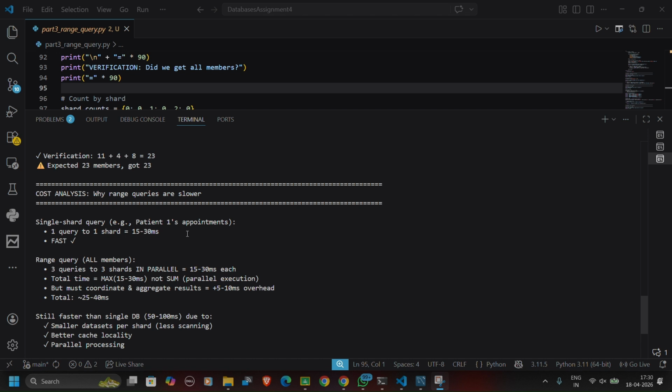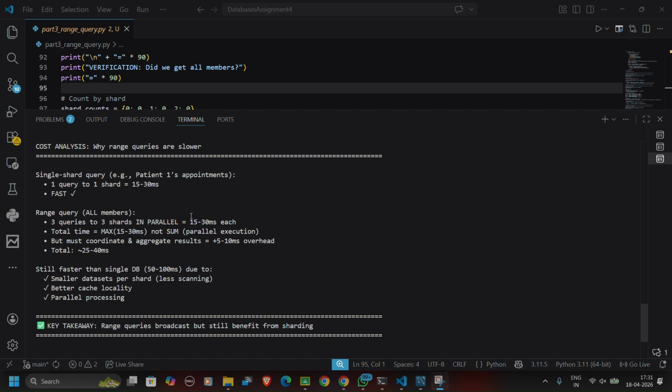Single shard queries are lightning fast. You can see that. But range queries that touch all shards are slower than they would be by keeping them on only one server, though still competitive due to the parallel processing. So we have verified that all 23 members in the range query came up in the terminal.